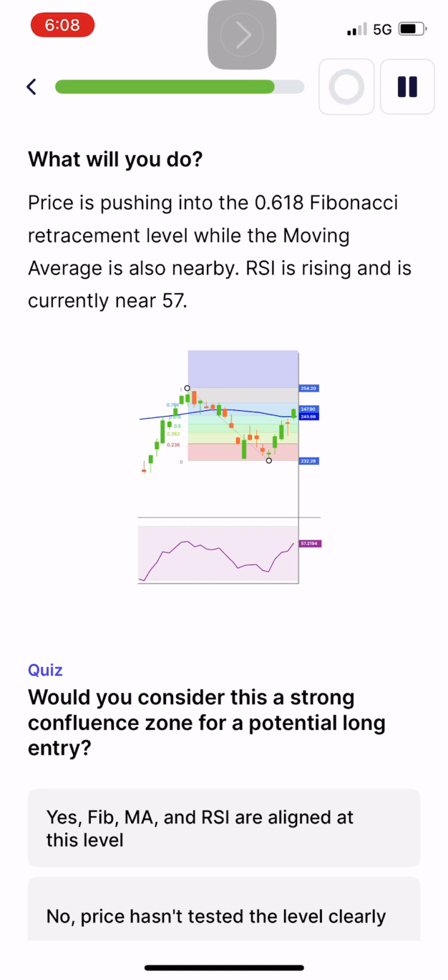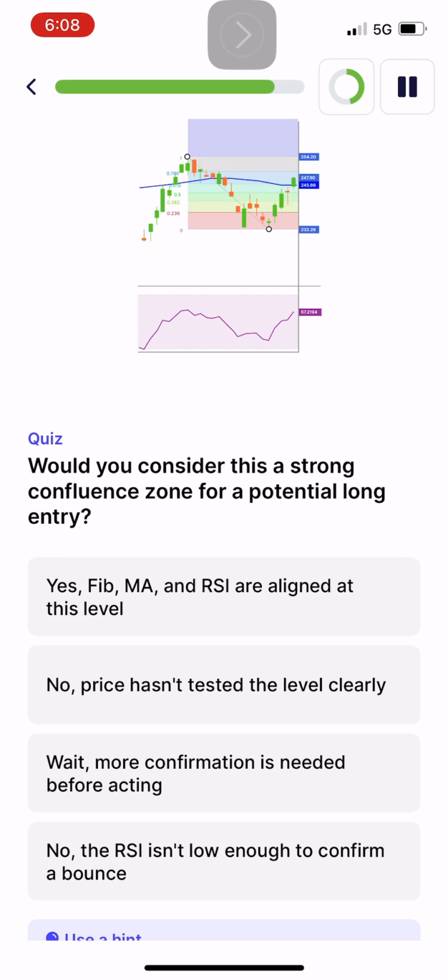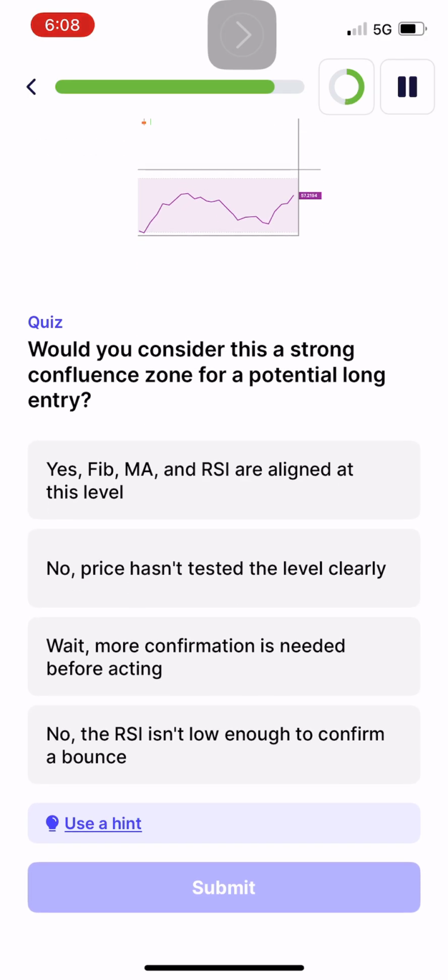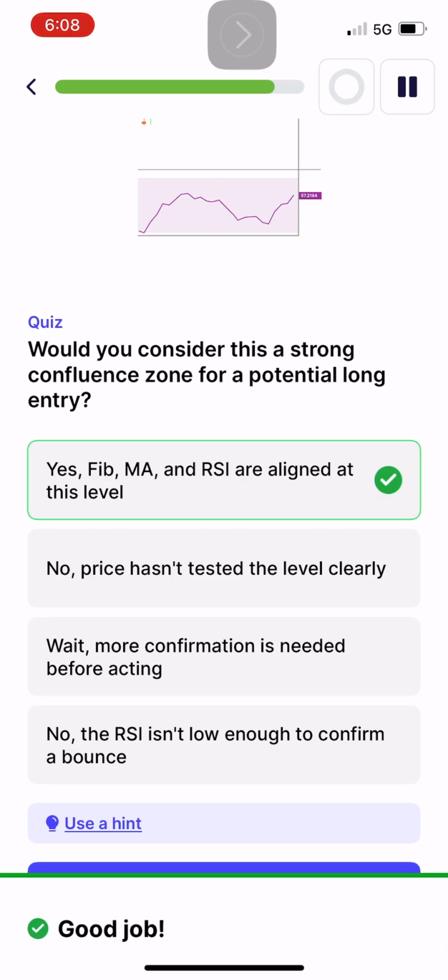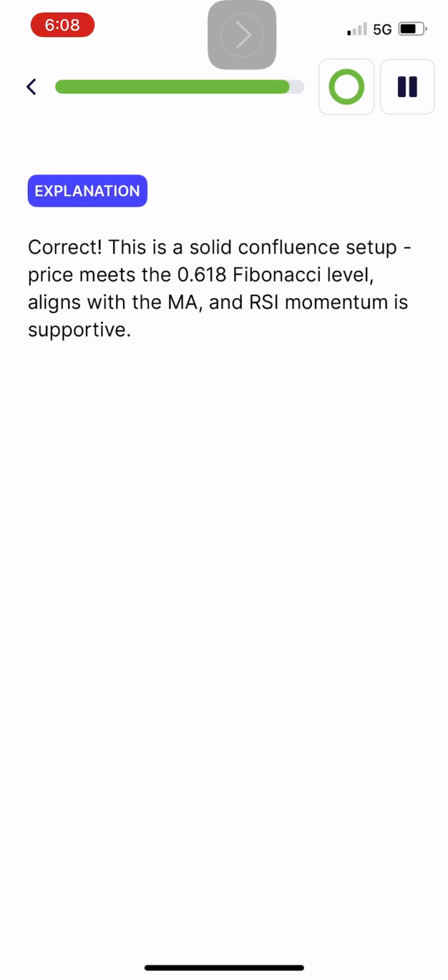Time for a quick quiz. Price is pushing into the 0.618 Fibonacci retracement level, while the moving average is also nearby. RSI is rising and is currently near 57. Would you consider this a strong confluence zone for a potential long entry? Yes, Fib, MA, and RSI are aligned at this level. No. Correct. This is a solid confluence setup.